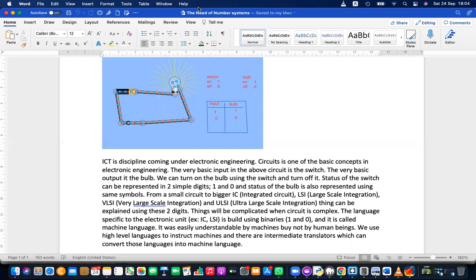Now according to this circuit, the machine language is only this. Inputs will be 1 0, outputs will be 1 0. It is a simple circuit. You have two things, inputs and outputs. Input is 1 0, output is 1 0. When input is 1, the output is 1. When input is 0, output is 0. That is the program. That is a very simple circuit.